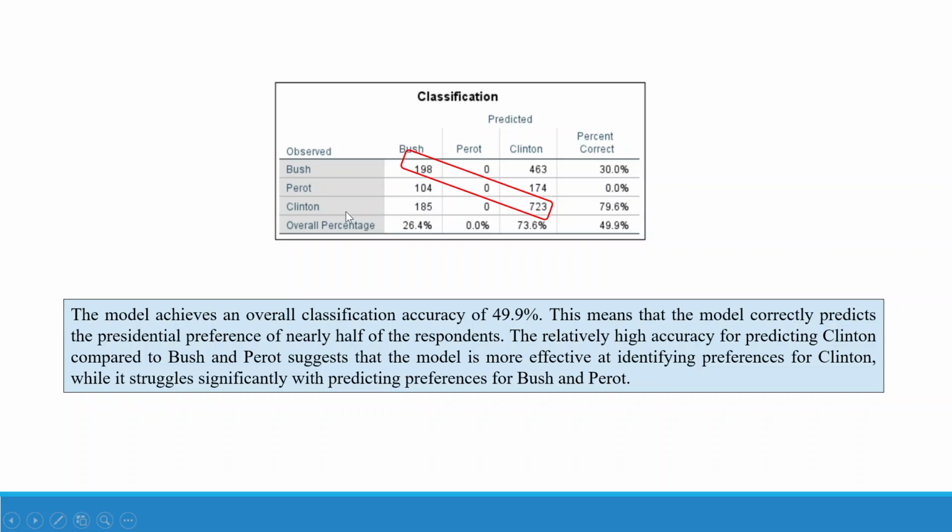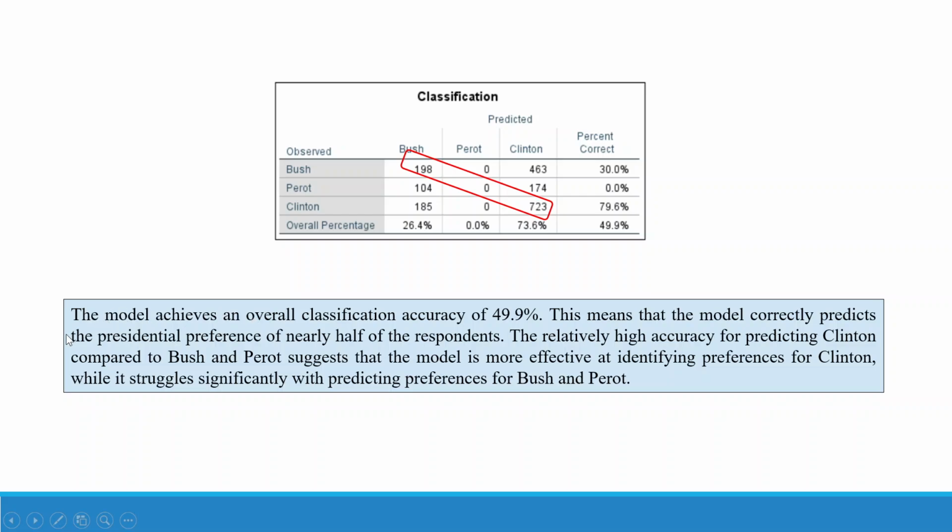Clinton, observed data 723 and predicted by the model is, so you can say 723 are correctly classified cases. 198 plus 723 are correctly classified cases. 104 plus 185, 4 plus 463 plus 174, they are misclassification. They are known as a leakage in the model. The model did not correctly classify it. So here the observed data was Parrot, but the model predicted Bush. So the model is not working properly.